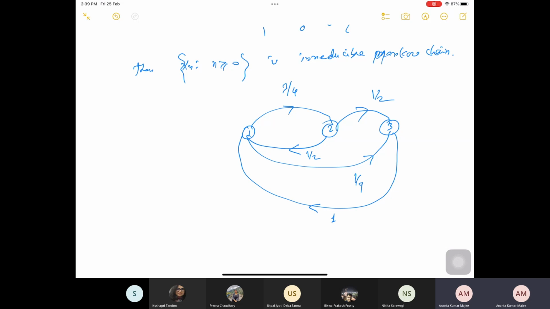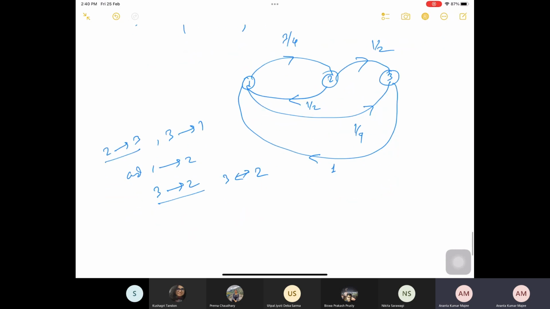Now if you see from the transition graph, 2 goes to 3, 3 goes to 1, and 1 goes to 2. Hence, I have 3 goes to 2. Thus, 3 and 2 are equivalent, because 3 goes to 2 and 2 goes to 3, so they communicate.